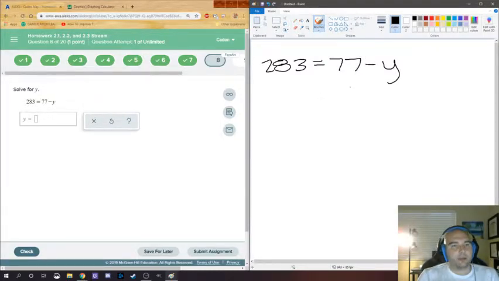Alright, here we go. Solve for y. So I want to get rid of 77, so I will subtract it. And 283 minus 77 would be 206.